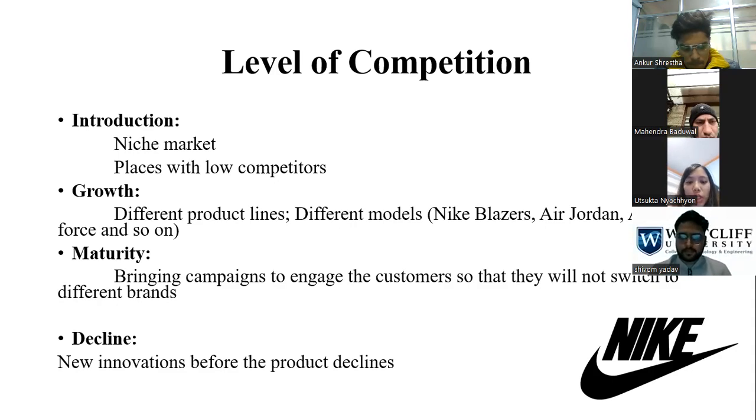For the growth stage, since it will be increasing and slowly going towards their needs, different models can be added, such as Nike Blazers, Nike Jordans, and Air. In the maturity period, campaigns can be launched to engage the customers so that they won't switch to different brands. As for the declining stage, new innovations can be brought onto the product line before the product declines.